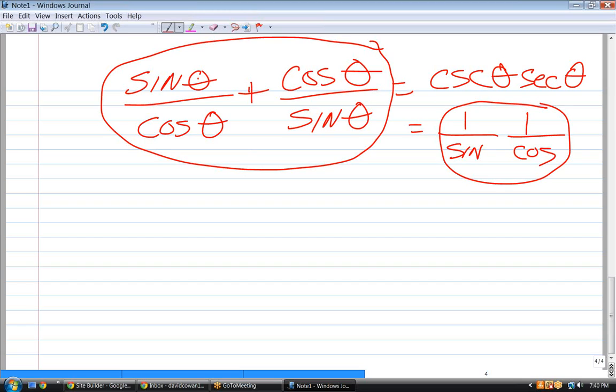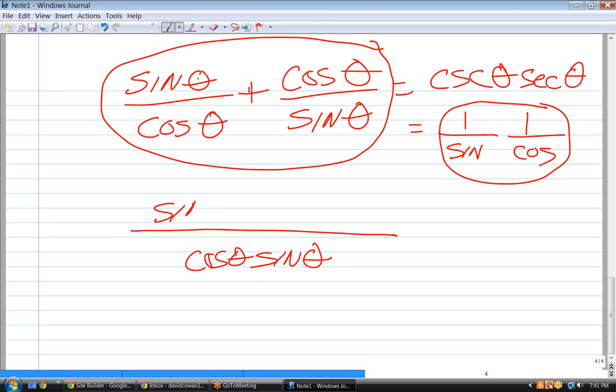Add those two expressions together. How do I do that? Find a common denominator. What is it? Just cosine of theta times sine of theta. What's this term over here on the left going to be? Sine squared. And the next one? Cosine squared. And we come to our Pythagorean identities. What's sine squared plus cosine squared equal to? 1.